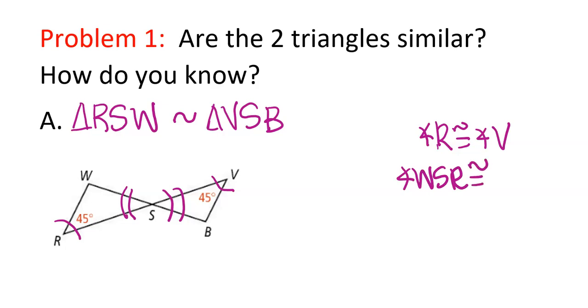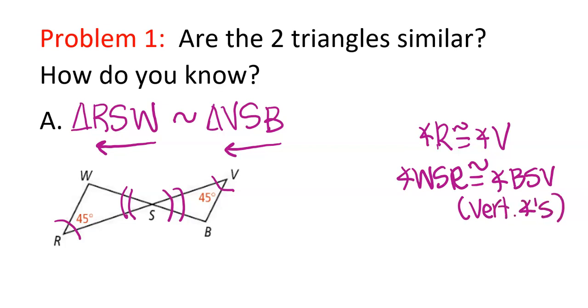is congruent to, now remember I went WSR, I went backwards with those letters. I'm going to do the same thing when I write this one out. So BSV. And these are vertical, if you've forgotten what that is. Okay, you don't necessarily have to say that, but you need to know it. You can't just pick any random angles that are the same, and it does say how do you know, so I guess we do need to know that.